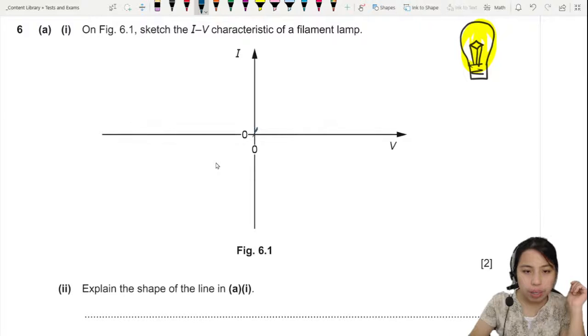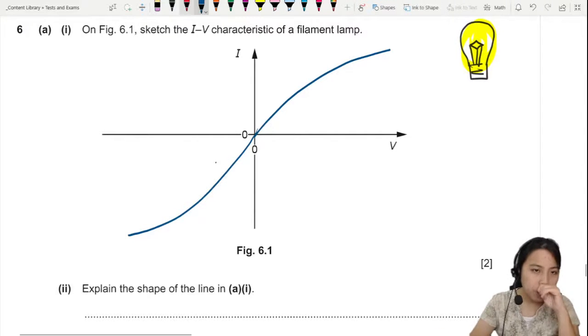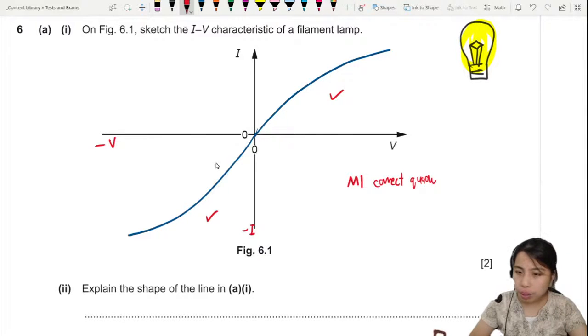It's going to be shaped like this, and then it doesn't flatten out, it just gets less steep here, symmetrical, less steep, but not flat, not horizontal at least, no, just gets less steep. Okay, should be symmetrical. So whatever graph you draw, some key notes is that firstly it should be in the positive quadrant, and this negative quadrant, negative V, negative I, and it should be symmetrical. So first one, correct quadrants, that's your M1 mark. Quadrants, and you must pass through the origin.